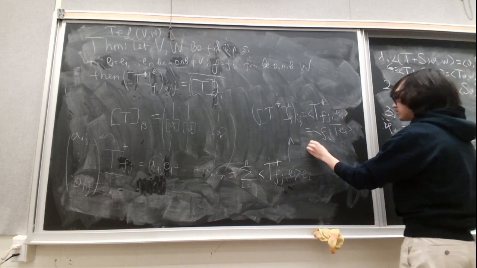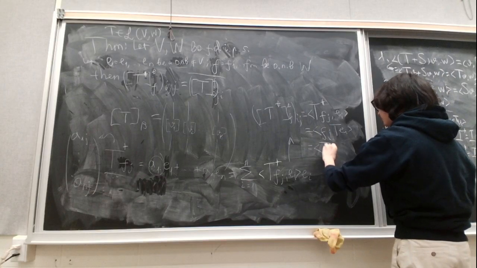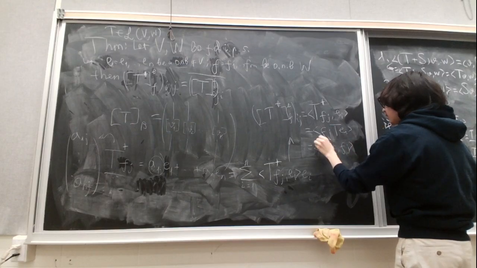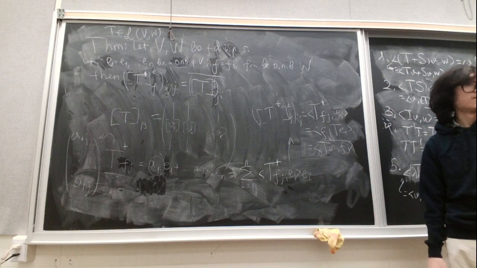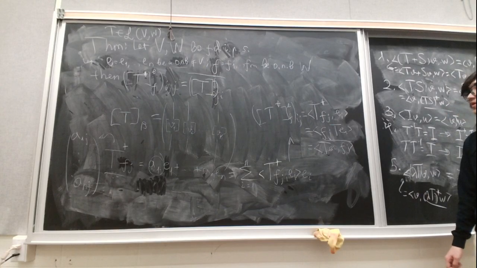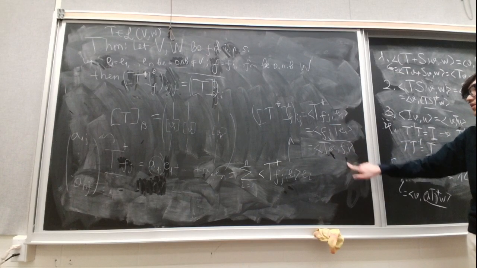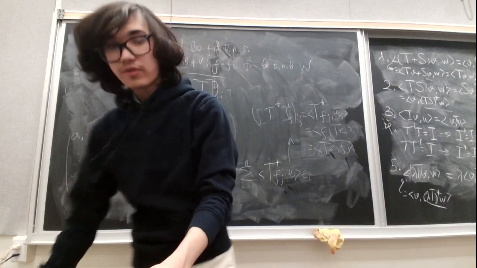And from here, it is simple enough. We just need to do this. And we're done. Why are we done? Because that's basically that. Because this is the ith column, and this is the jth row. So yeah. Great.